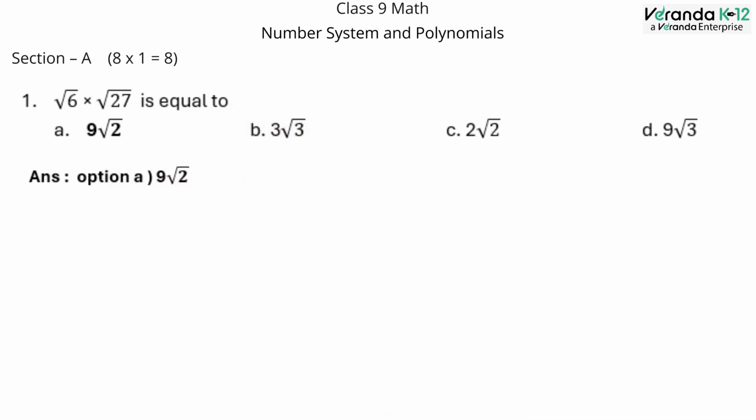Solution. √6 can be written as √2 × √3, and √27 can be written as 3√3. On solving, we get the value to be 9√2. Hence, the answer is option A, 9√2.